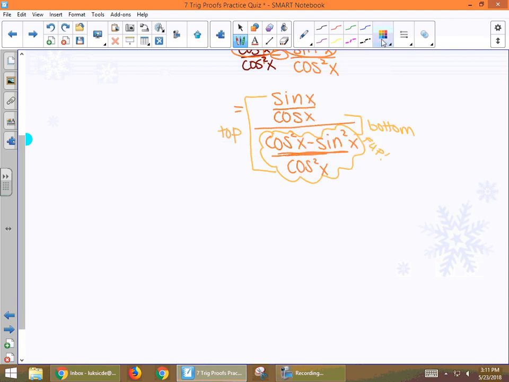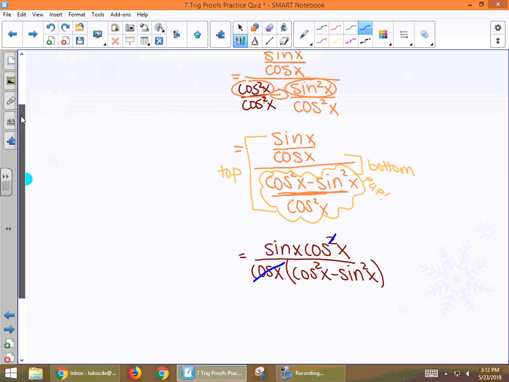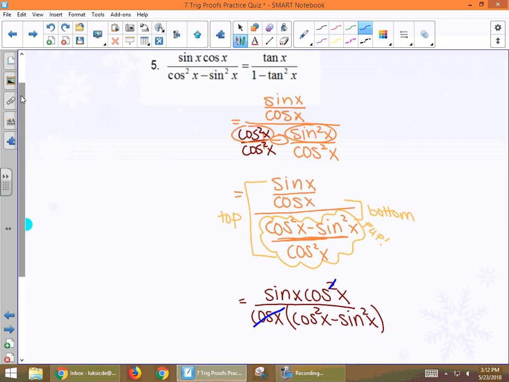All right. So my new numerator, whether you're flipping the second to multiply or whether you're doing the grouping that I'm doing, your new numerator is sine times cosine squared. And your new denominator is cosine times cosine squared minus sine squared. And your last step here is to cancel a cosine. And then you match the other side of your proof perfectly. Sine cosine divided by cosine squared minus sine squared.